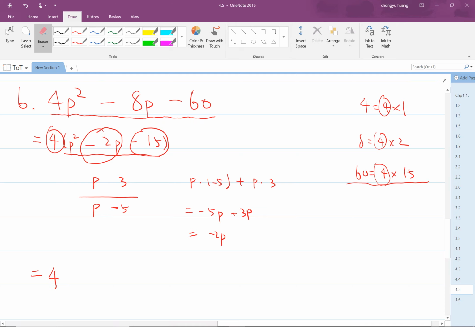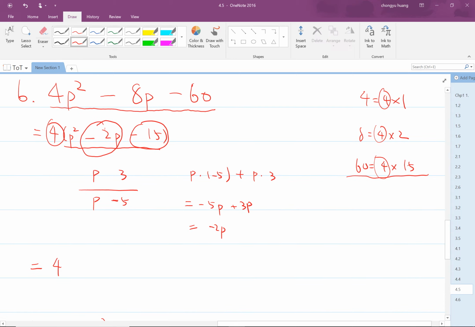Let me make it a little more clear. Write down 4, and then you write p plus 3, and then p minus 5. So don't forget 4. This is going to be the final solution. We finished the full factoring, and this is the final solution for question 6.